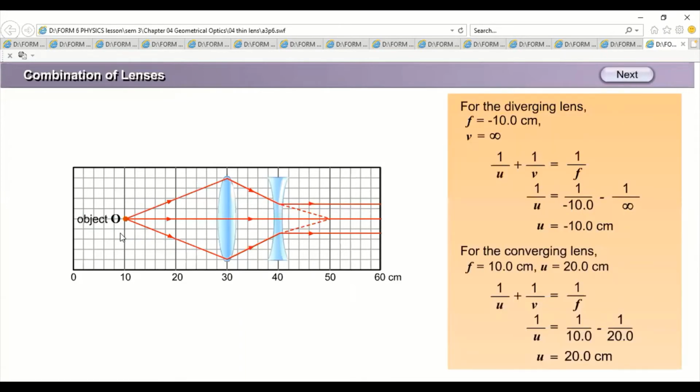Next, if the image formed by the convex lens becomes the virtual object for the diverging lens, at the end the light ray becomes parallel. If parallel, we solve this question by the reverse method. We solve the diverging lens first, because 1 over u plus 1 over v equal to 1 over f, and 1 over v is zero since v is infinity, because parallel. As a result, u is negative 10 cm, meaning it is a virtual object 10 cm from the diverging lens.